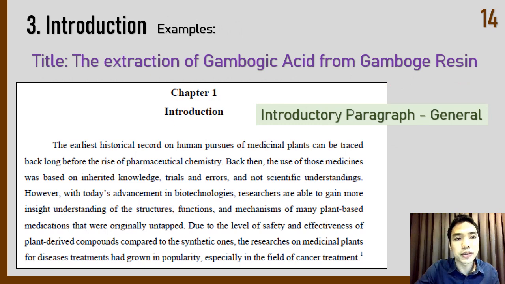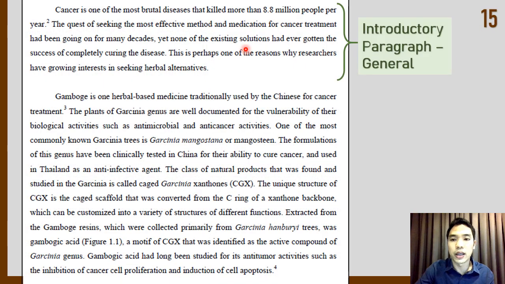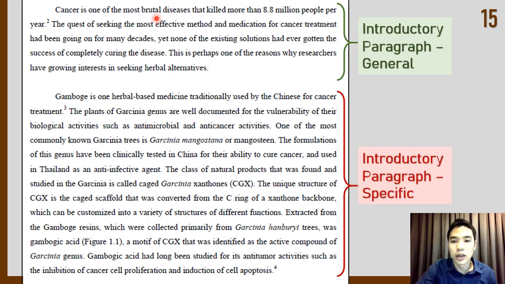So let's have a look at some examples of introduction. The title for this proposal is the extraction of gambogic acid from gamboge resin. So here the first one is the introductory paragraph, which is quite general. The author is talking about some natural herbs for treatment of cancer. The next one is another introductory paragraph, which is quite general as well, talking about cancer, how severe it is, and why you need to get some medication for the cancer. The next one is something slightly more specific, where the author is talking about gamboge and gambogic acid and how you can extract the gambogic acid from gamboge and cure the cancer as well.